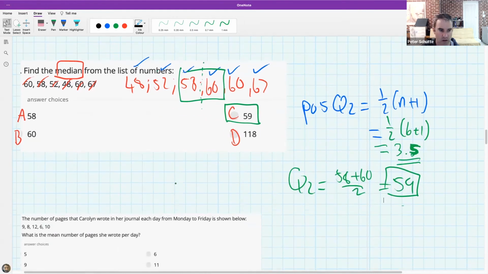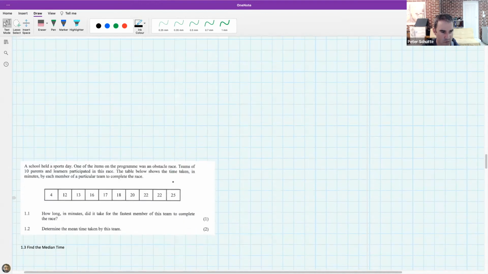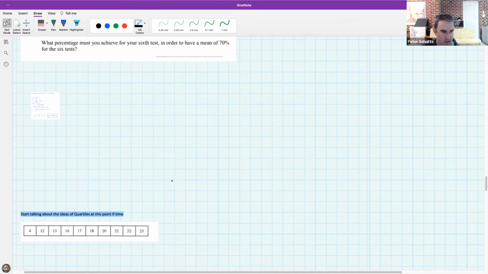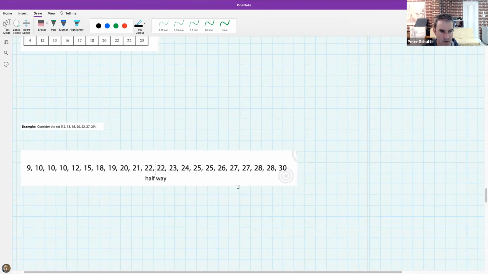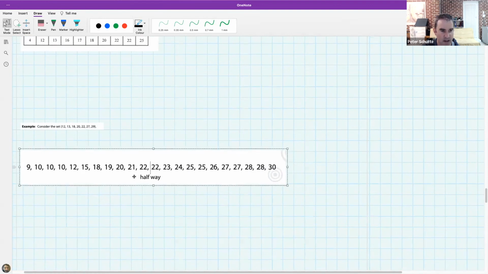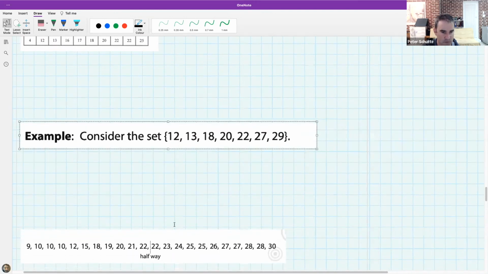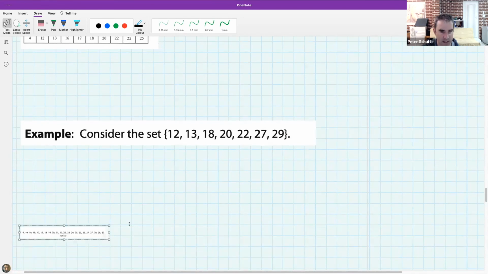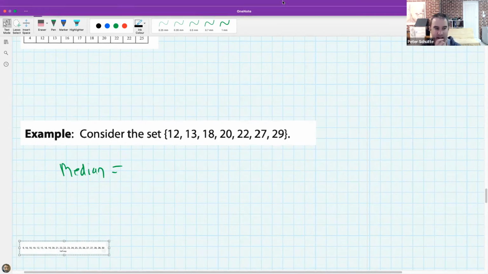Okay, I think you all can do the mean. Let's go to this data set here. In fact, let's not do that data set. Let's do this data set here. That's quite a bit bigger. Find me the median for this data set over here.